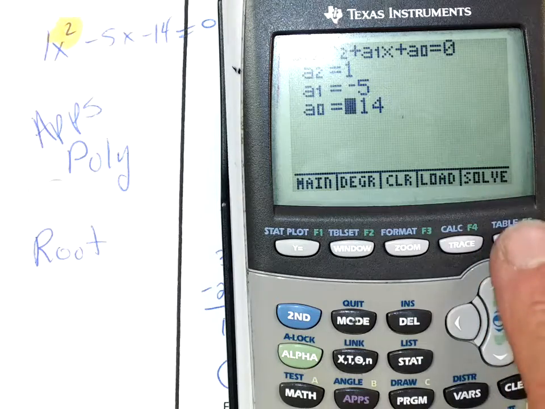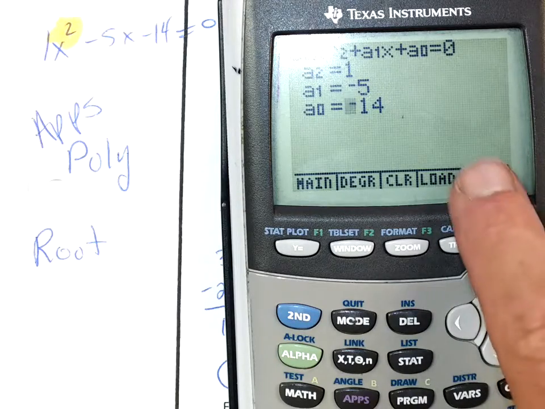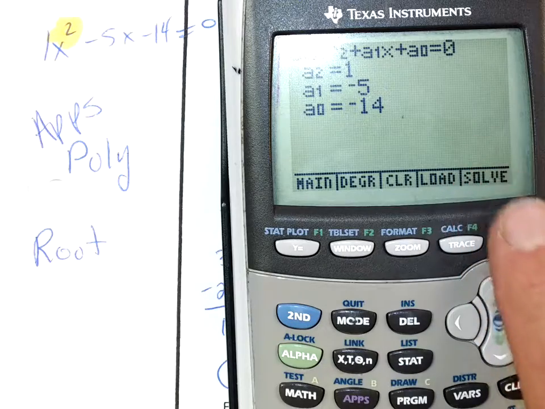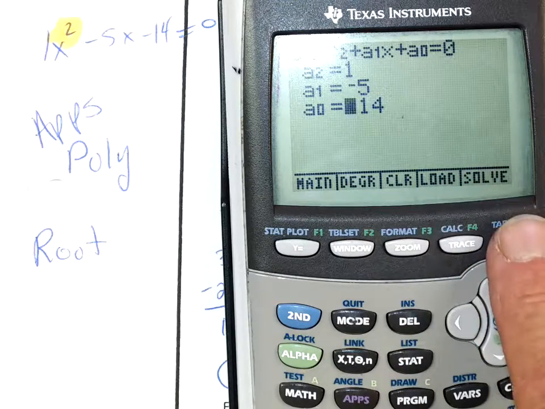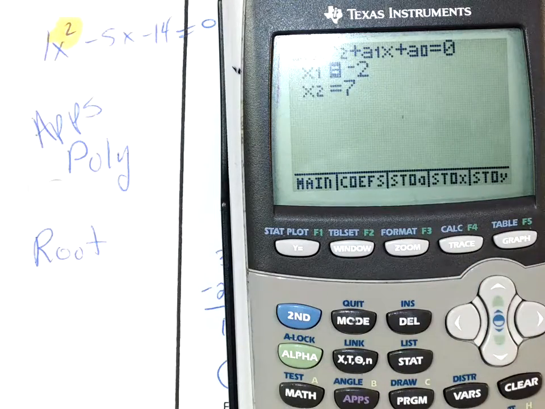How do you get to solve? Right there. You're going to push the graph button. See the graph? So it's negative 2 and 7, which is what I already knew because I know how to factor.